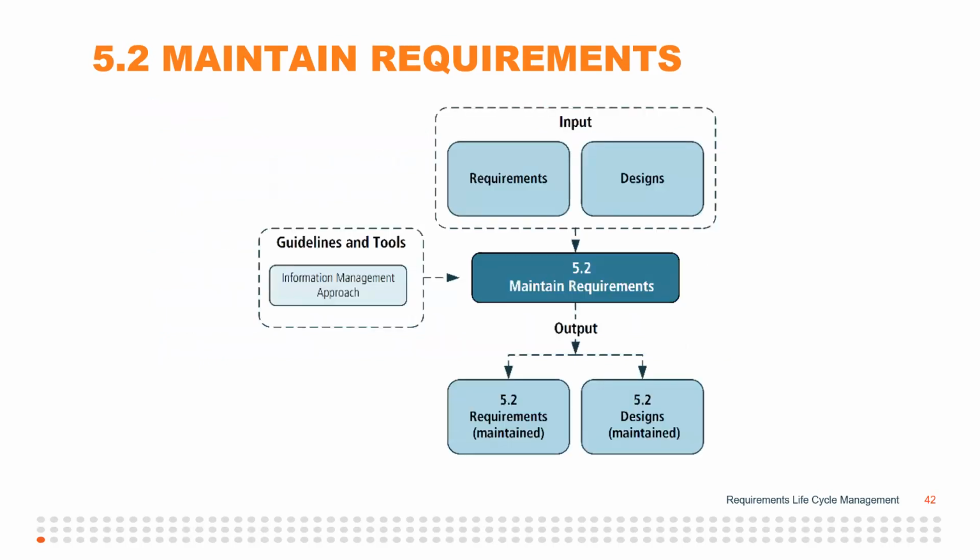And then if we take a look at the inputs, the guidelines and tools, and the outputs. So once again, just like 5.1, the input is requirements and designs. And then the guidelines and tools are the information management approach. And then the output is maintain requirements and maintain designs. And notice that where the input says requirements and designs, those can be in any state, right? They could be traced, they could be maintained, whatever, right?